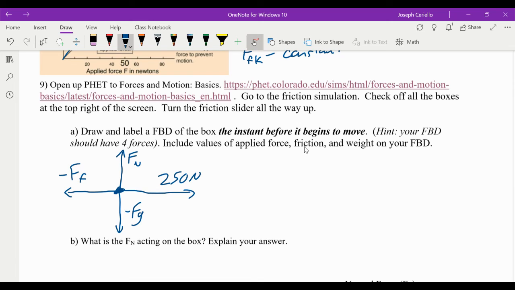So, it says include values of friction. The frictional force I think was equal to 250 in this case, so I'll write negative 250. The force of gravity, I think it was 50 kilograms, so that's equal to 50 times 9.8. I'll see if I have a calculator handy. 490, I should have known that.